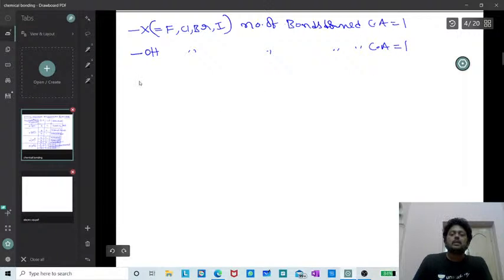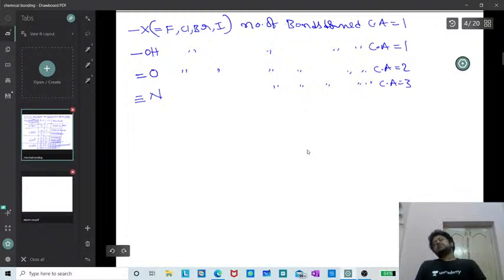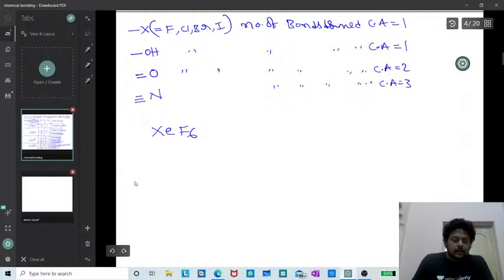For example, oxygen is only double bonded, so it can form 2 bonds; the number of bonds formed with the central atom is equal to 2. For nitrogen connected to the central atom, the number of bonds formed is 3. So if you know this information, you can easily calculate. Now I will give some examples, for example XeF6.